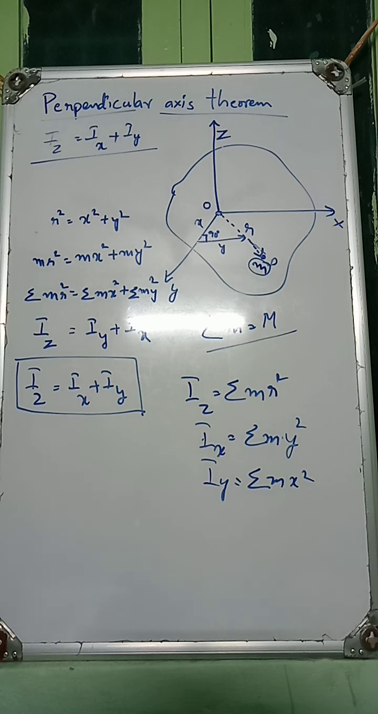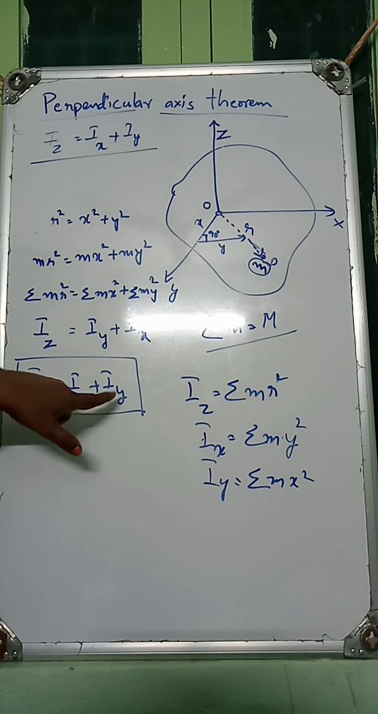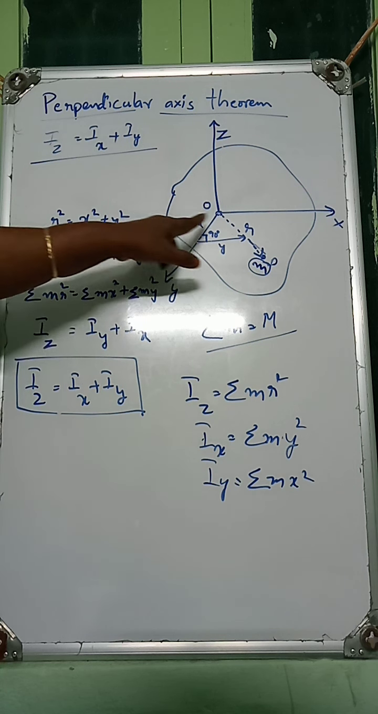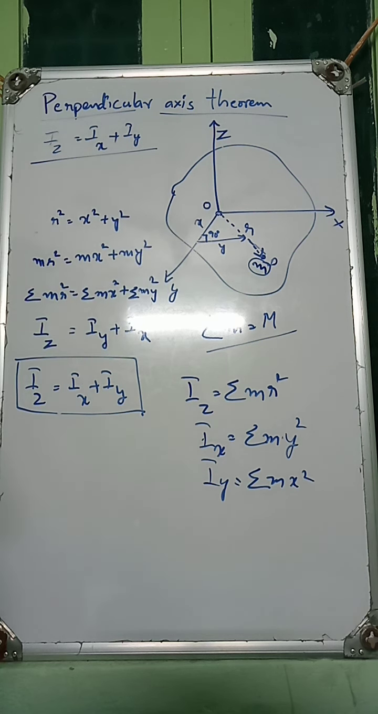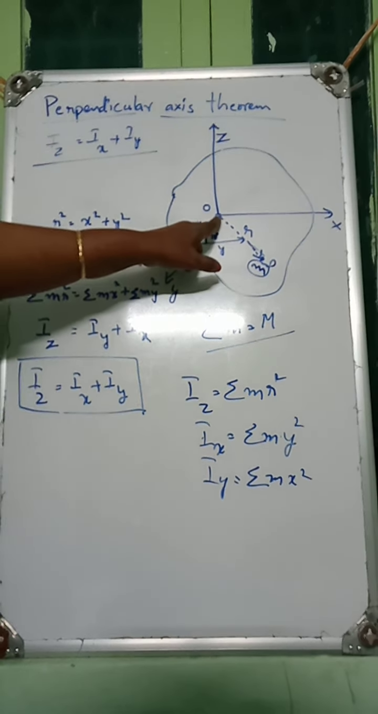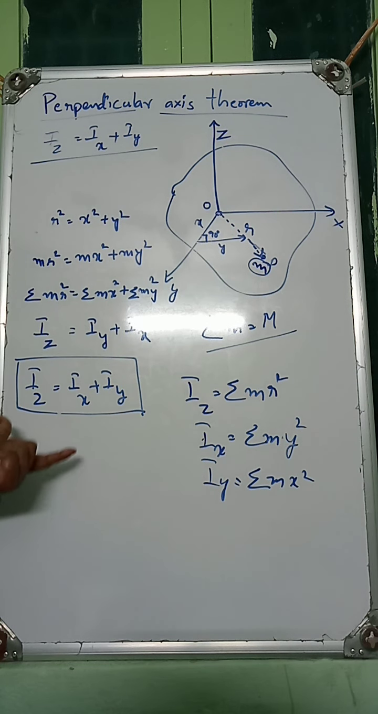According to perpendicular axis theorem, the moment of inertia of a lamina about an axis passing through a point and perpendicular to its plane is equal to sum of the moment of inertia about two mutually perpendicular axes lying in the plane of the lamina and passing through the same point. X and y are lying in the plane of the lamina. These two are passing through the same point O. This is called perpendicular axis theorem.